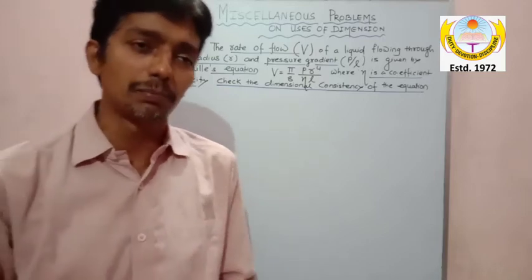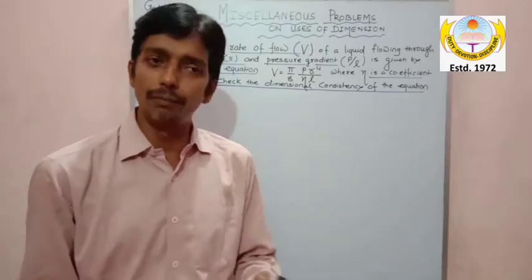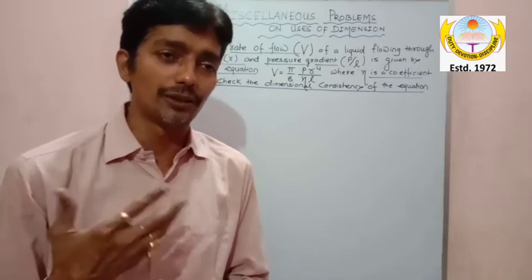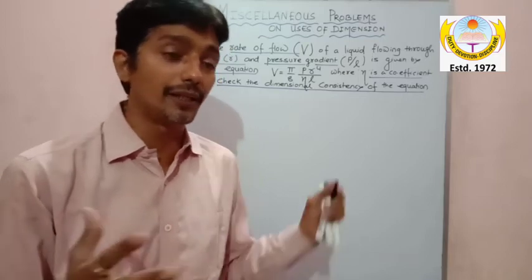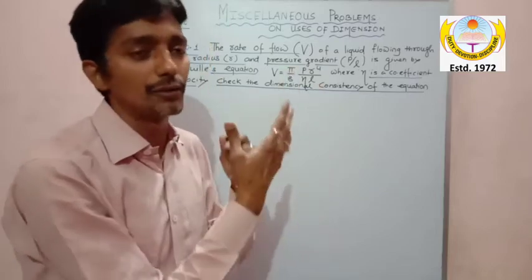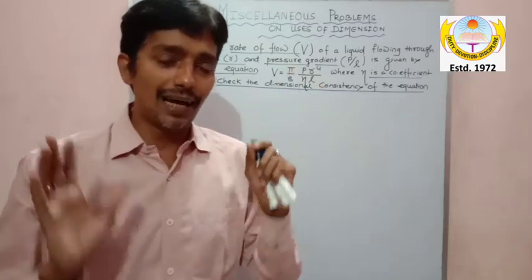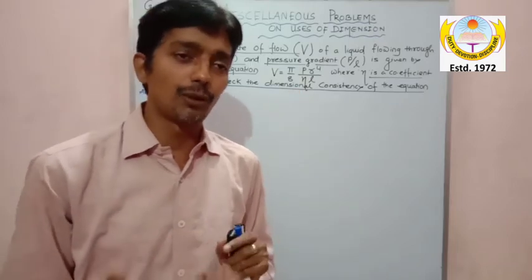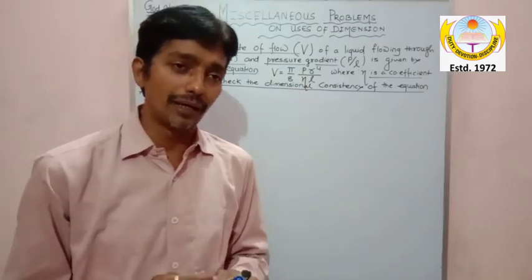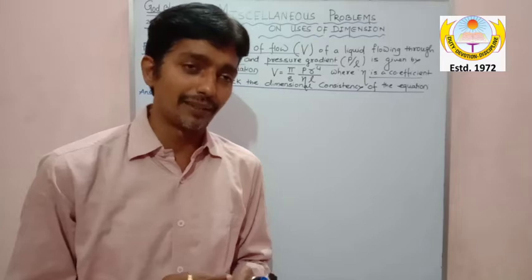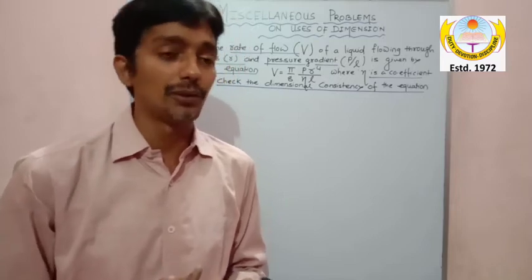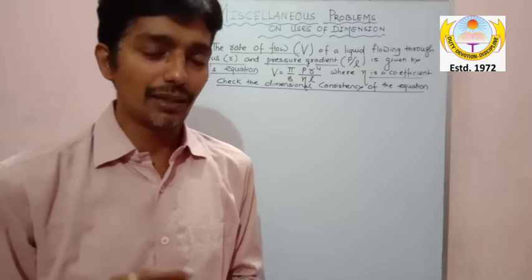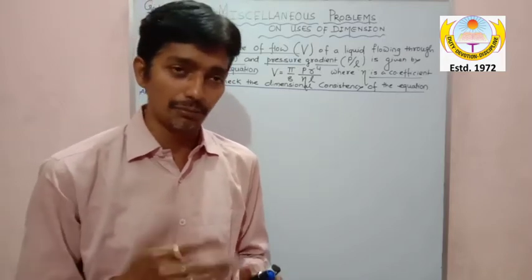Miscellaneous means mixed problems, right? All mixed problems. Dimension uses 1, dimension uses 2, and dimension uses 3 you will find in these numericals. And this is the last video on the dimensions numericals. From tomorrow onward, I will start uploading the numericals on the parallax method, that is to measure a distance, and about accuracy, errors and precision.